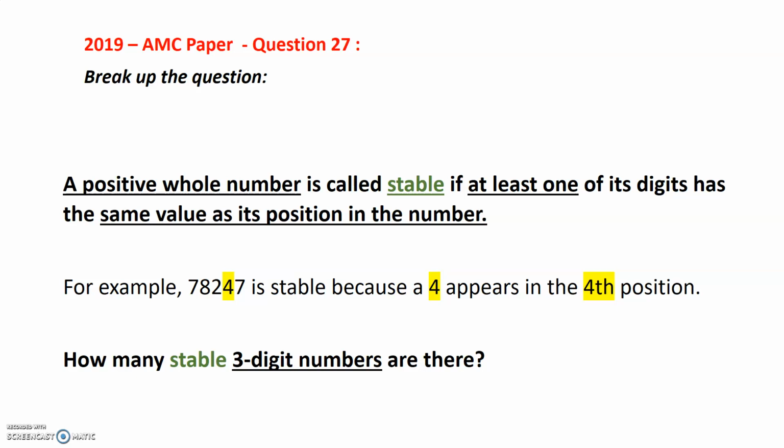If you have a look here, I've broken up the question and I've underlined key points. So the facts we're given is that a positive whole number is called stable if at least one of its digits has the same value as its position number. And then we give it an example, and you can see that I've highlighted the 4. That number is stable because the 4 appears in the 4th position. So it's got to do with position. And the question is to find how many stable 3-digit numbers. Again, you don't need to underline everything, but it is handy to do that and identify what you need to find.